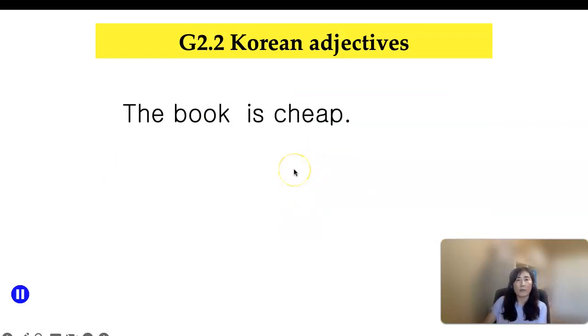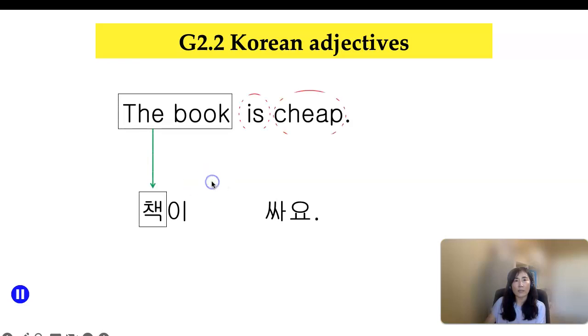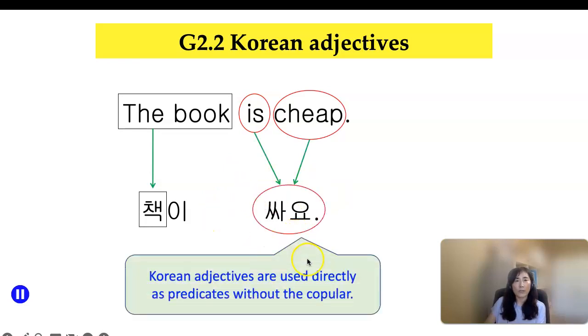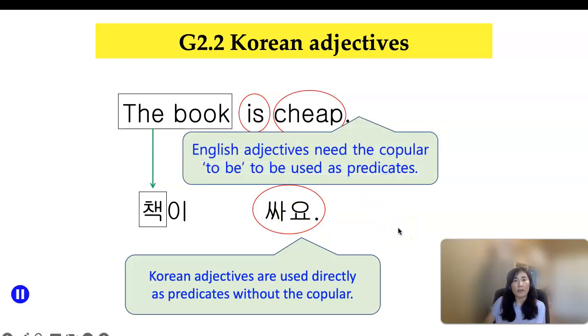And Korean adjectives are a little bit different from English adjectives. In English, you need a copula verb, is or are, the be verb. The book is cheap. But a Korean adjective is used directly as a predicate without the copula. So 책이, the book is cheap. You don't need the copula verb 이에요. You just use 싸요, the adjective to be cheap, directly. Whereas an English adjective needs a copula to be used as a predicate.